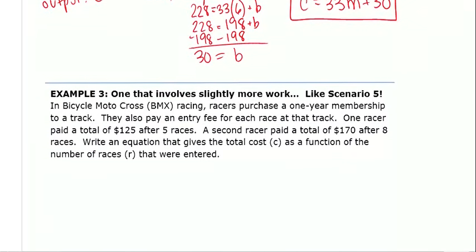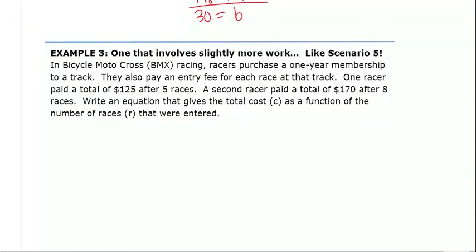And the last one involves slightly more work, where you're not given a whole lot of information. It says in bicycle motocross, BMX racing, racers purchase a 1-year membership to a track. They also pay an entry fee for each race at that track. One racer paid a total of $125 after 5 races, and a second racer paid a total of $170 after 8 races. We're going to write an equation that gives the total cost C as a function of the number of races that were entered.